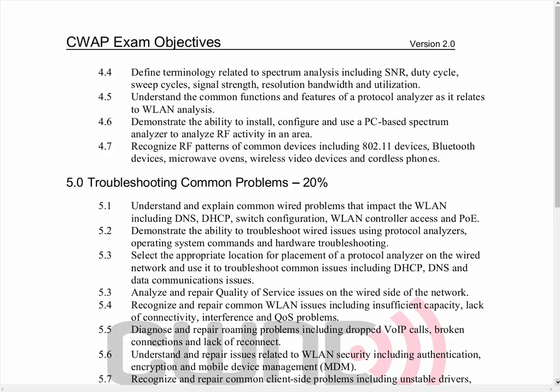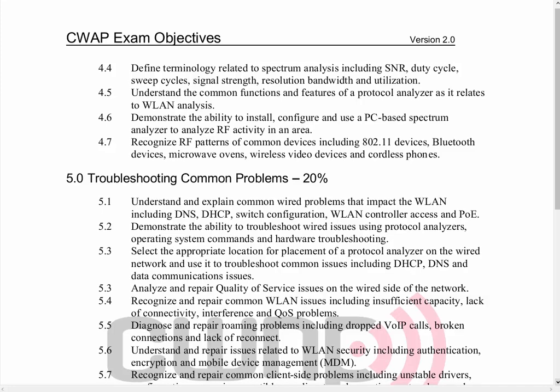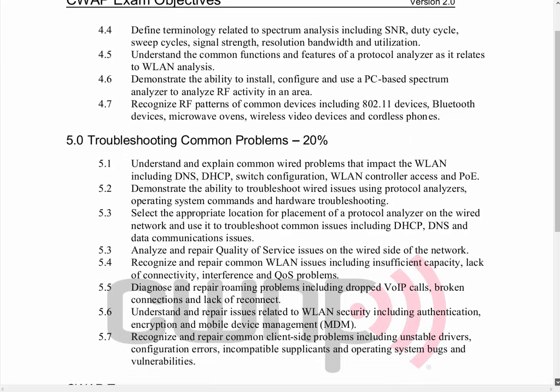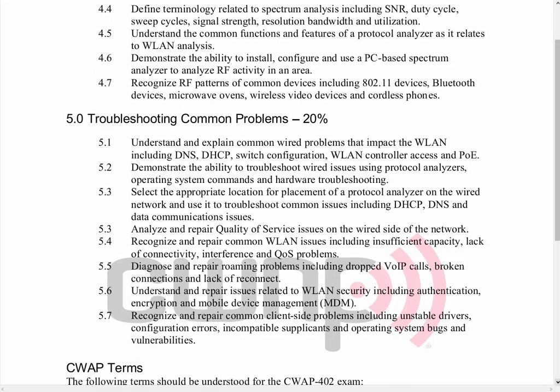But you're going to want to study and learn about other RF radiating devices as well. Then the final knowledge domain is troubleshooting common problems. And once again, we have 7 sub-objectives here, making up 20% of the exam. So sub-objective 1, we need to understand wired problems. We're looking at DNS, DHCP, switch configuration, wireless LAN controller access, and power over Ethernet.